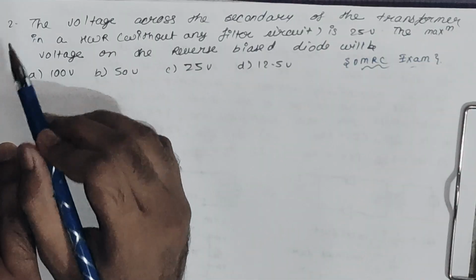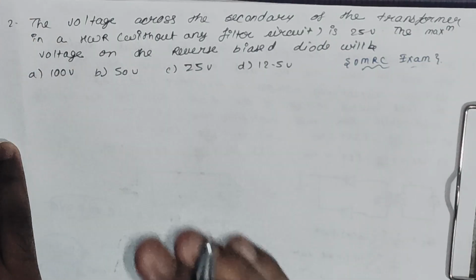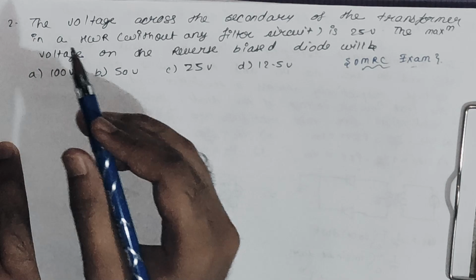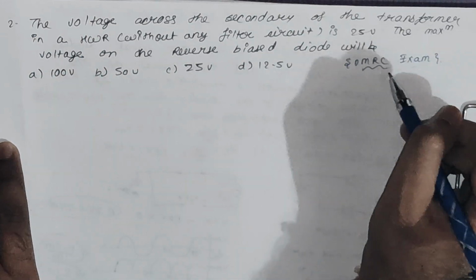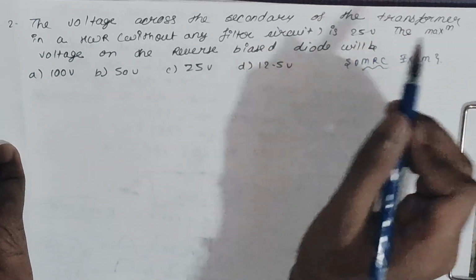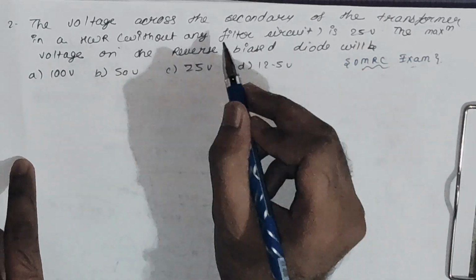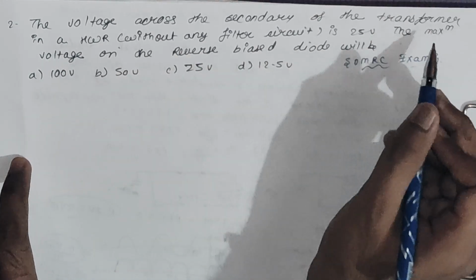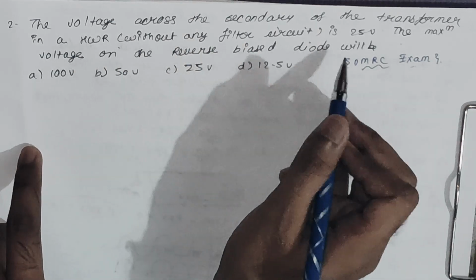Okay, now let's see this question. This question is not part of the GATE exam. It was asked in one of the government exams, that is DMRC, and the question is: the voltage across the secondary of the transformer in a half wave rectifier without any filter circuit is 25 volt. The maximum voltage on the reverse bias diode will be?